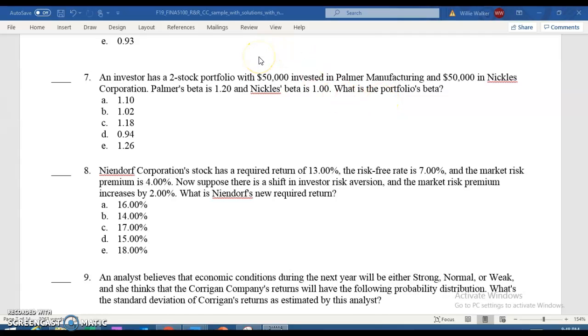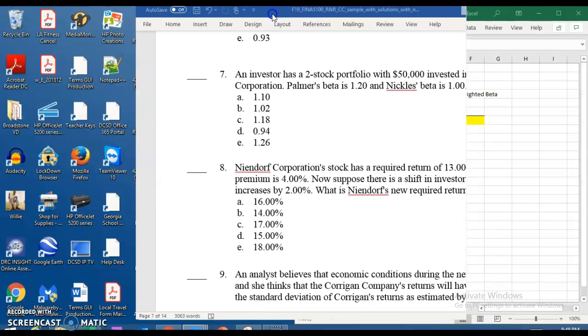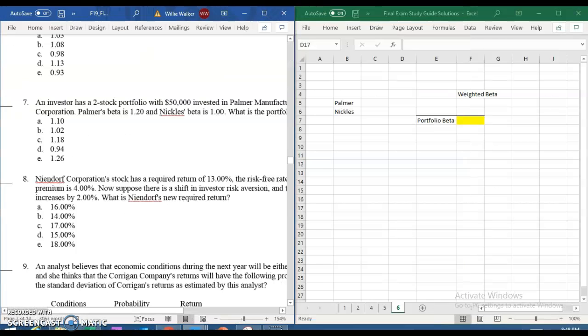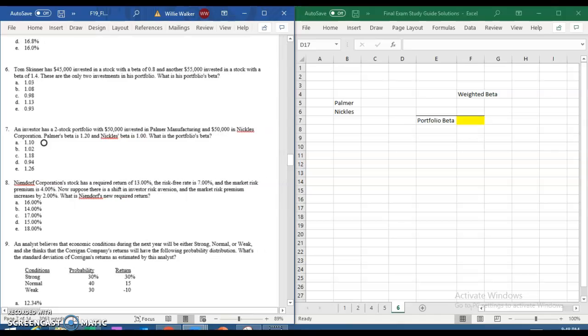So off rip, we already know this stock and this stock total $100,000 in the whole portfolio. Half of it, which is 50,000, is invested in Palmer. The other half invested in Nichols. So here's how we're gonna solve this problem. Basically, we just have to find the weighted average or the weighted beta.